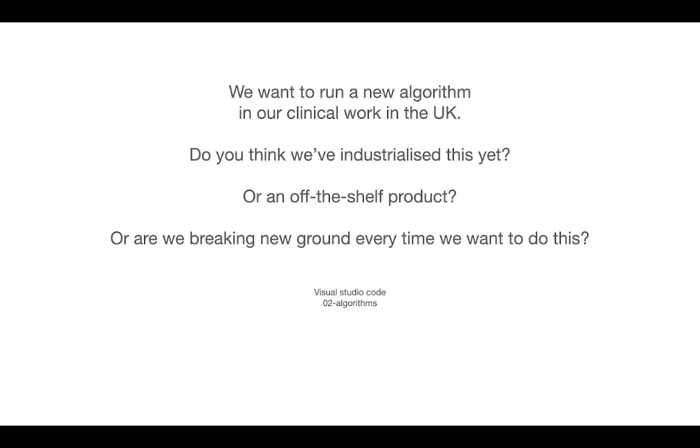And it's interesting when you look at what I need as a clinician and what a patient needs as a clinician is not that different to what algorithms we need. So if we want a new algorithm, that might be assessing your stroke risk, to decide whether you need to go on a specific treatment like anticoagulation, or perhaps it's a machine learning algorithm to interpret chest x-rays. Do you think at the moment we've industrialised this process? Do you think we can just acquire that capability? Or are we still breaking new ground every time we want to do this? Well, it won't surprise you to learn that we're breaking new ground.